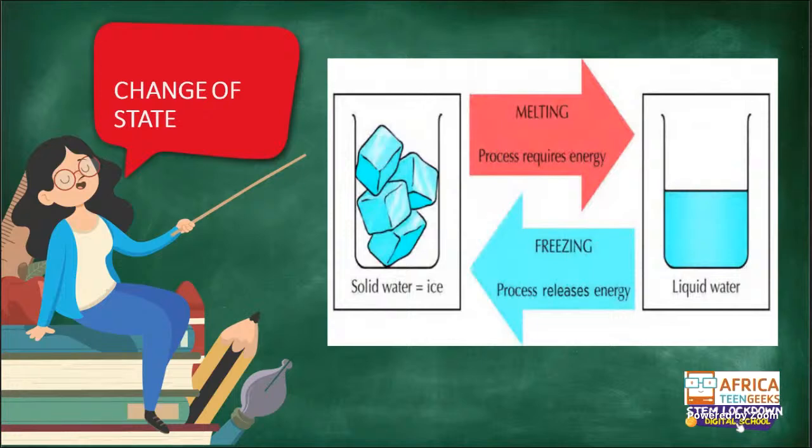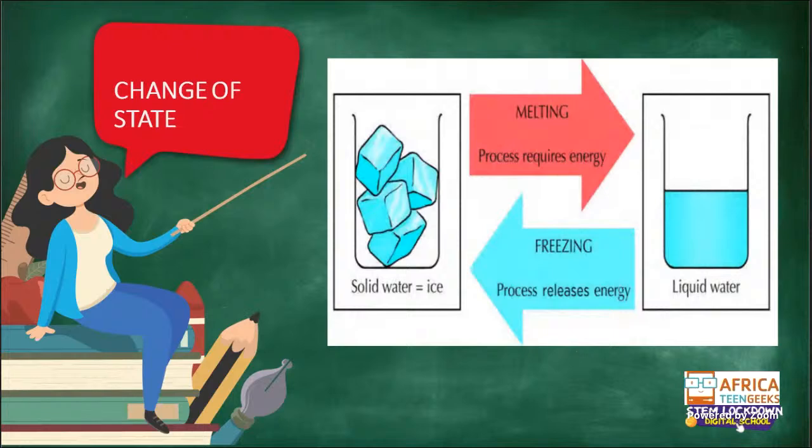Is a process which requires energy. So the ice will start melting if you apply a bit of energy in the form of heat. So heat energy. Then the ice will then what? Turn into liquid water. So it was solid water, which was called ice, is now liquid water.